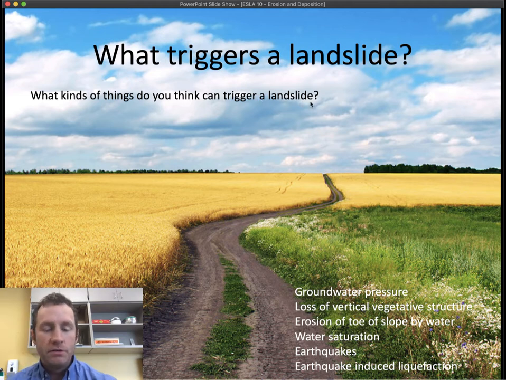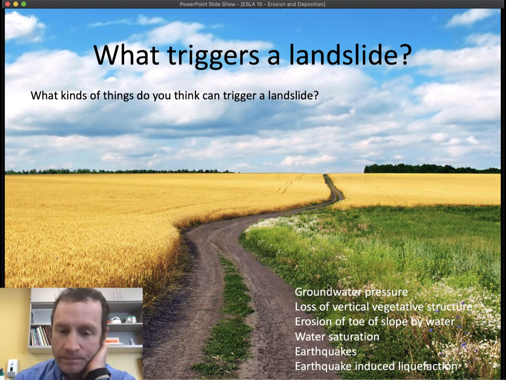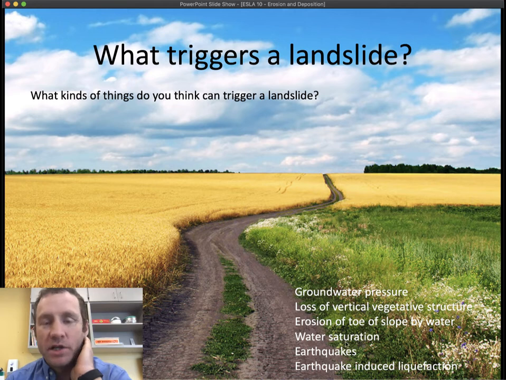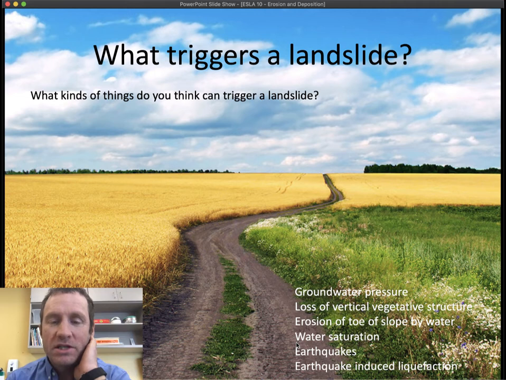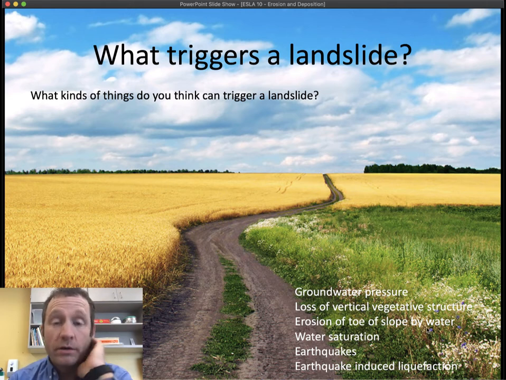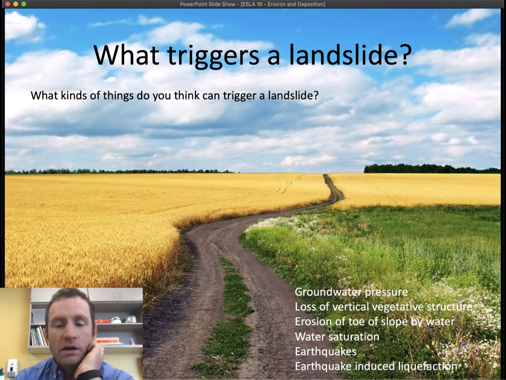What kinds of things do you think can trigger a landslide? Well, here's a list of them right here. Water saturation is one. In that first GIF image I showed you, it did look like everything was wet, right? The roads were wet, the rocks were wet. That probably played some role in loosening up or lubricating the landslide that took place. A loss of vegetative structure, roots and stuff, can hold soil in place. The erosion of the toe of a slope by water, or in that case by a road being paved through there, took out the toe of that slope, which made it more likely that a rockfall would occur above it.